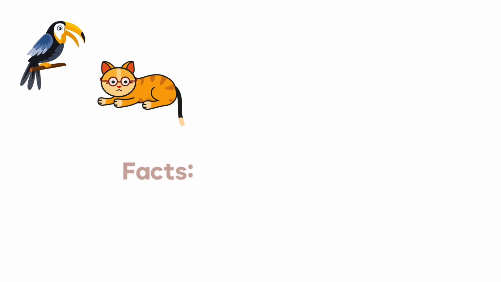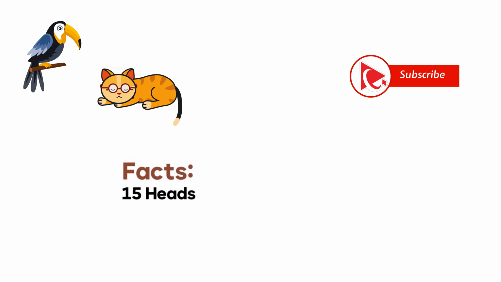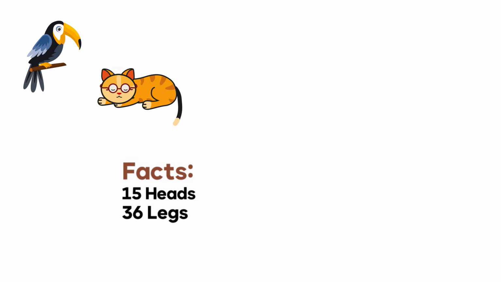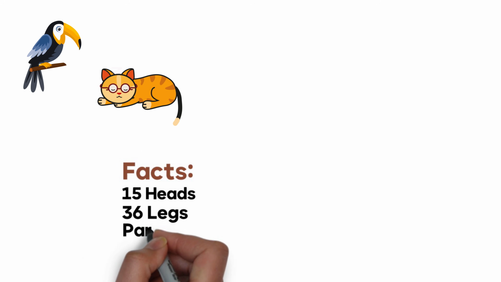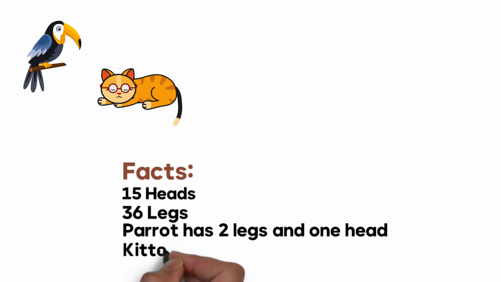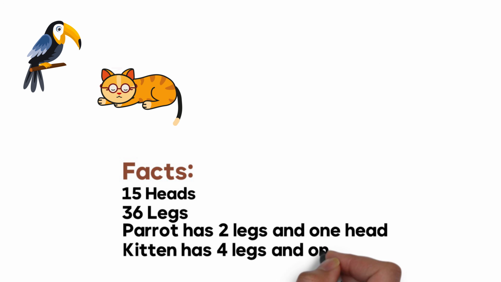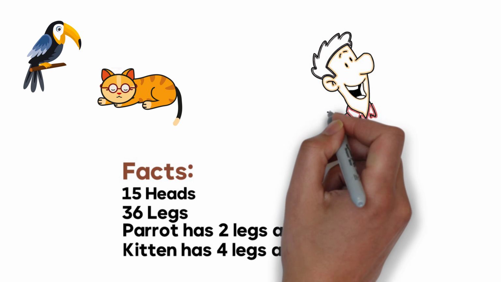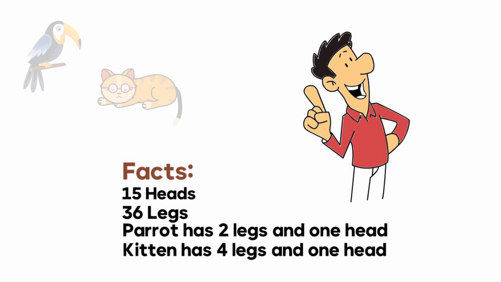You start to solve these types of challenges by looking at the facts. And we have 2 facts here. We have 15 total heads of animals in the store. And we also have 36 legs. We also know that each parrot has 2 legs and 1 head, and each kitten has 4 legs and 1 head. In fact, both animals have 1 head, and unless it's a fairy tale, I don't know any animal that has more than 1 head.